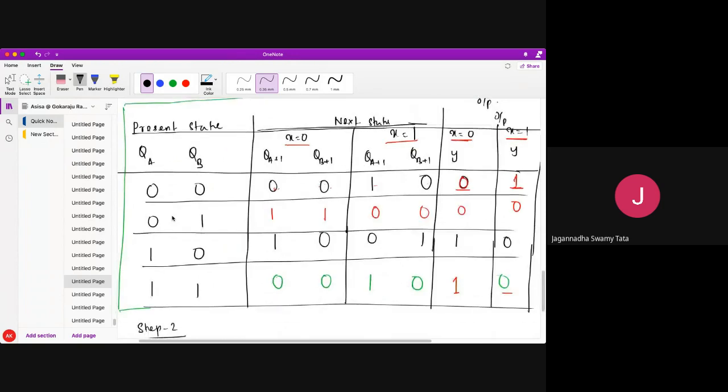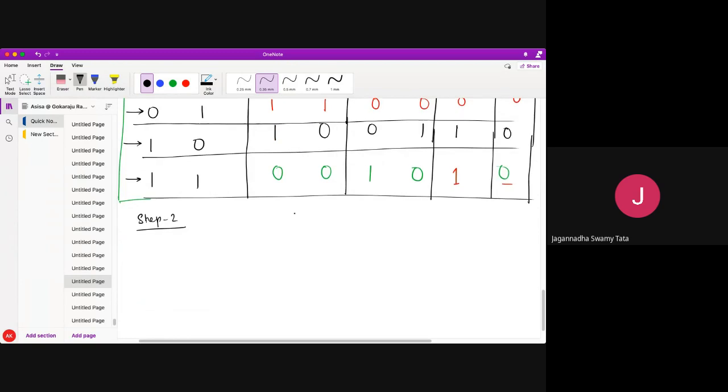So, you have seen for the present state, there are how many present states? 1, 2, 3, and 4. 4 present states. For these present states, is there anything repeated in next states and outputs? No. That's why we cannot reduce the number of states here. States cannot be reduced. I'll do it in the next example, where states will be reduced.